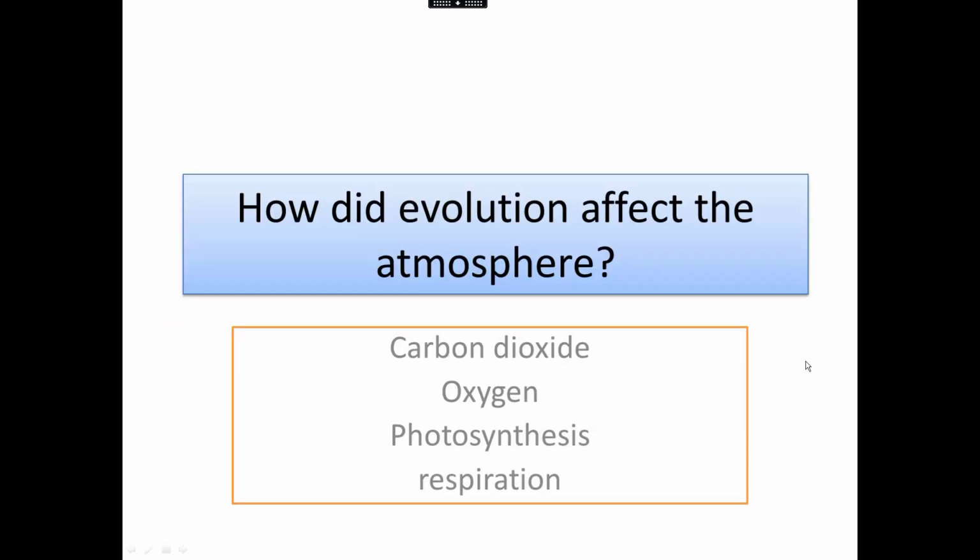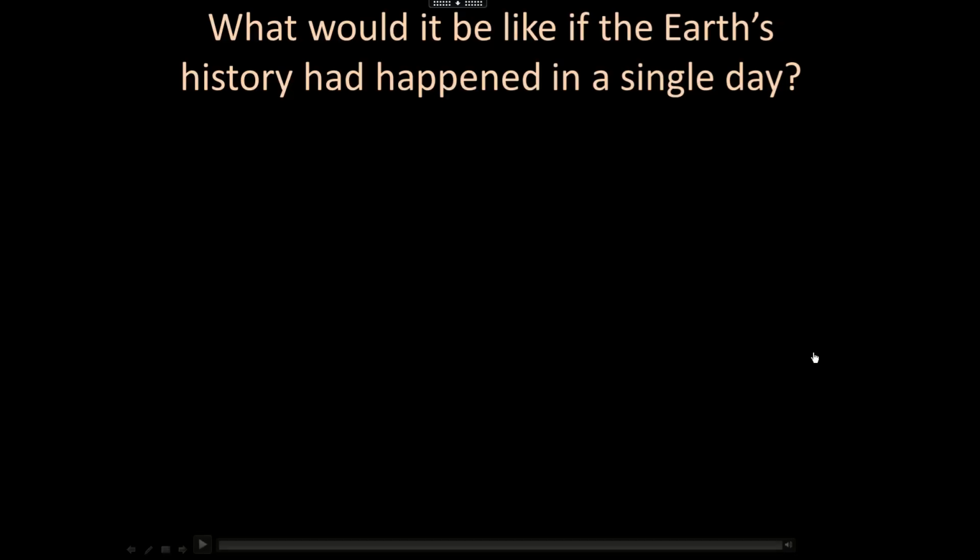Today's driving question is, how did evolution affect the atmosphere? So we're going to be zooming in on the part to do with plants and animals and the order things evolved in and how that affected the Earth's atmosphere. Right, what if the Earth's history had happened in a single day?